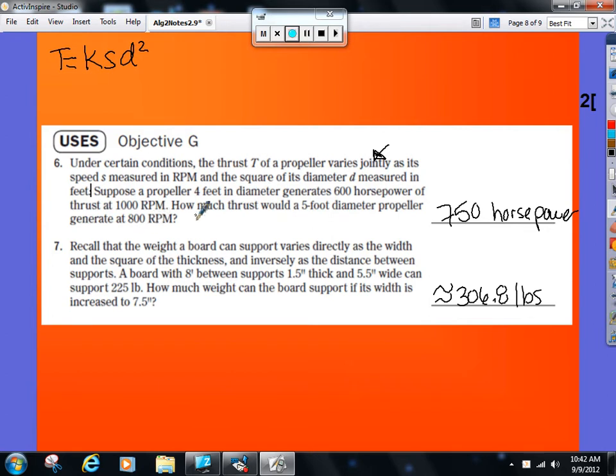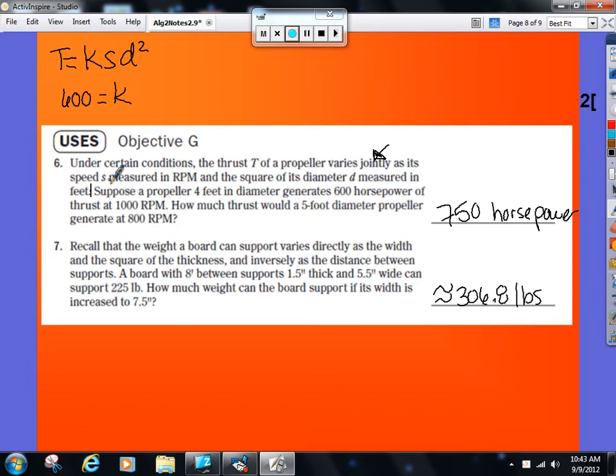Okie dokie. So T, what was T? T was the thrust. I don't even know what thrust is. I guess thrust must be horsepower, since S is RPM and diameter is feet, so the only thing that is left is this horsepower thing. I don't know anything about thrust. I'm sorry. So I have 600 equals. That's probably why I was a math teacher, so I didn't have to know all that.